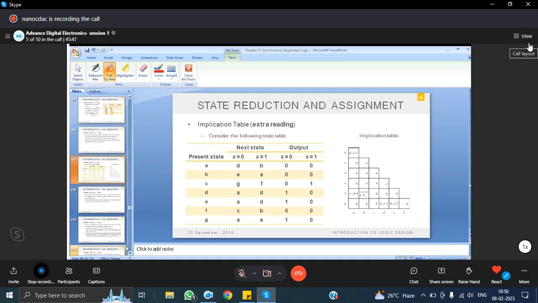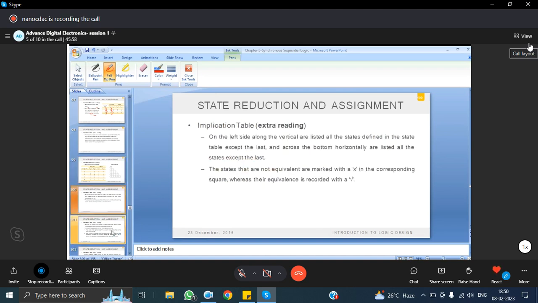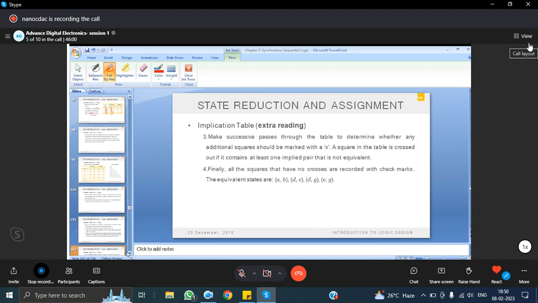I think I have shared this with you. You can go through this. It is the same. Just for the reduction of these states, we will be using the don't care terms. Ask if you don't understand. In the theory, you can go through this theory.